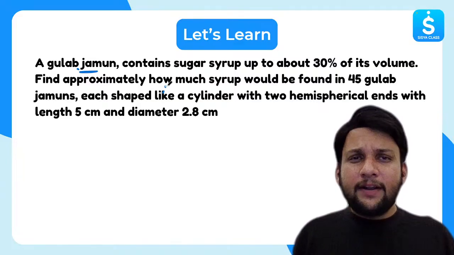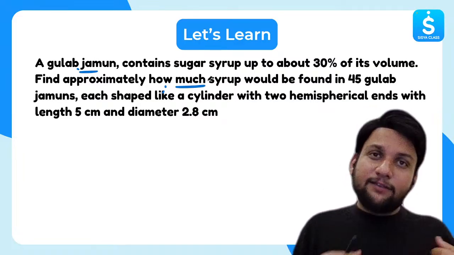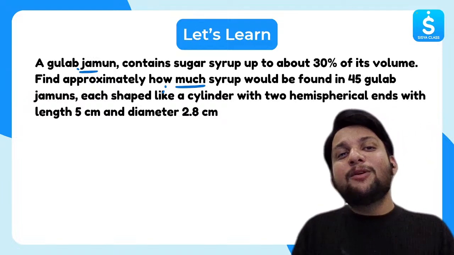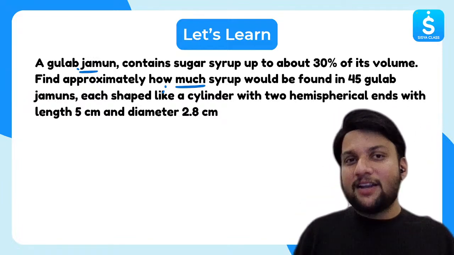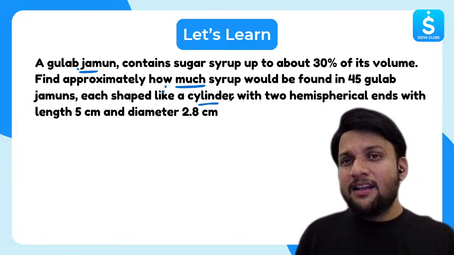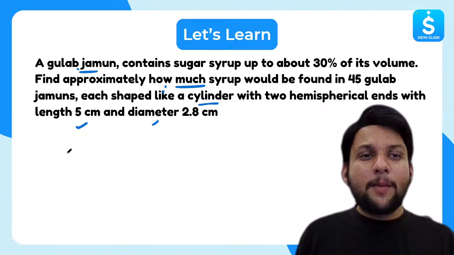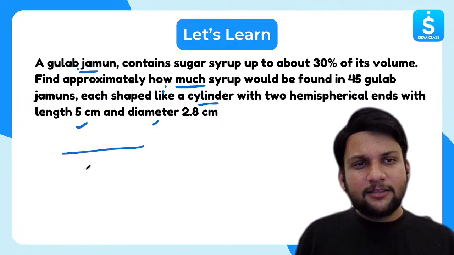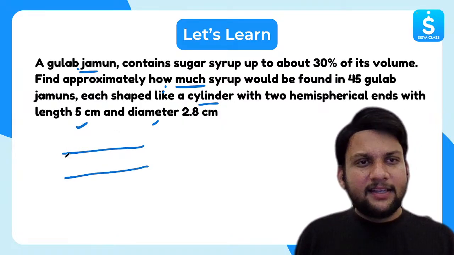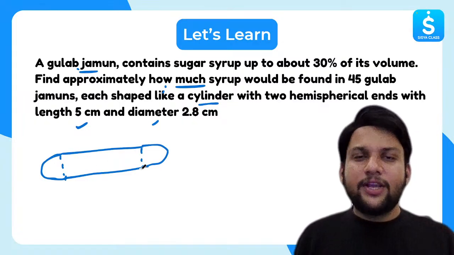Okay. Now we have to find approximately how much syrup would be found in 45 gulab jamuns. So suppose someone ate 45 gulab jamuns, how much sugar syrup he has eaten, that you have to find. Now, what is the shape of gulab jamun? It is also telling. It is shaped like a cylinder with two hemispherical ends, length 5 centimeter, diameter 2.8 centimeter. I hope everyone has seen a gulab jamun. It will look like this. Everyone has seen. The end is what? Hemisphere. And this is what? Cylinder.